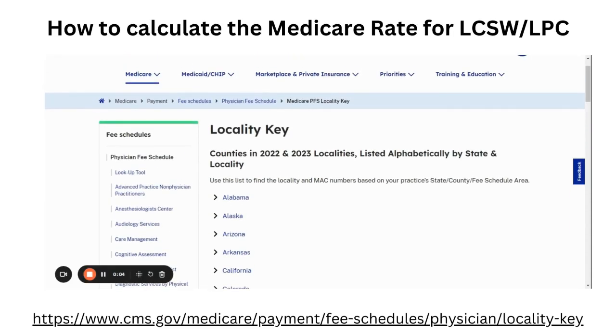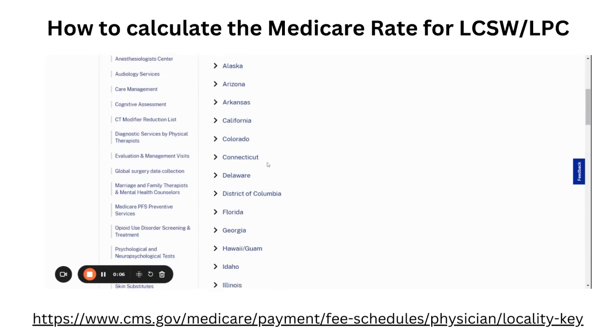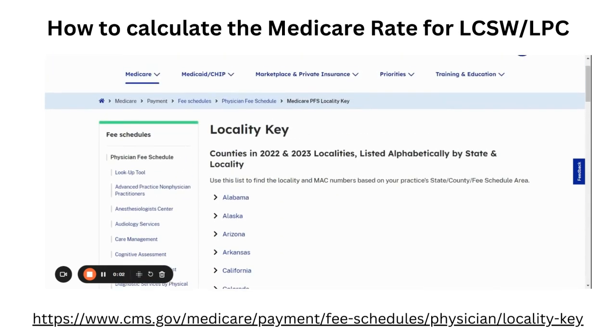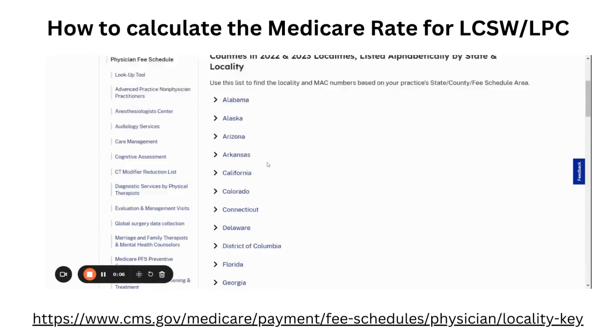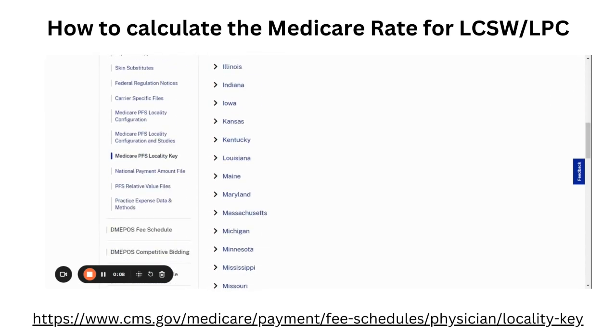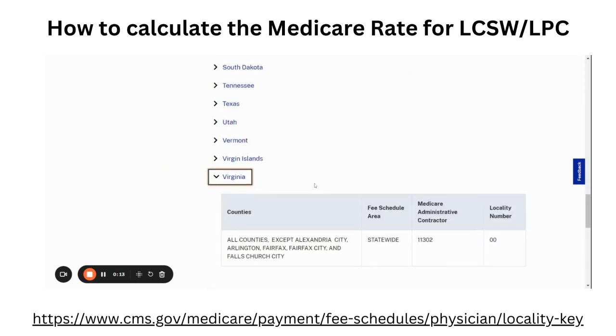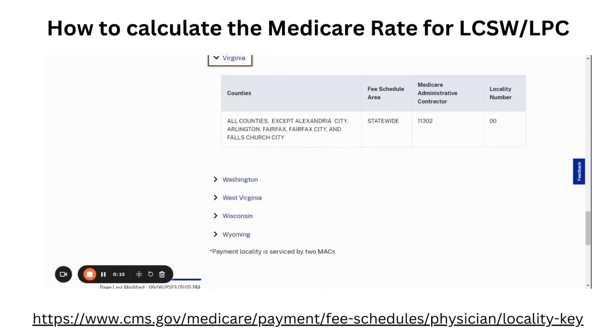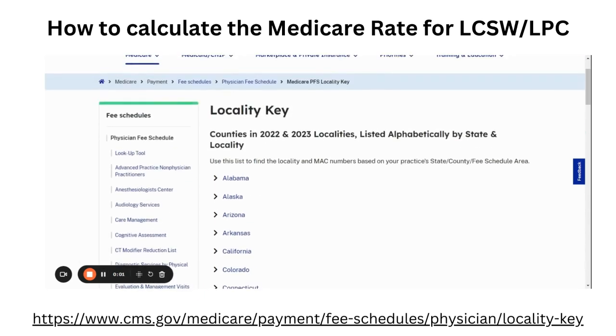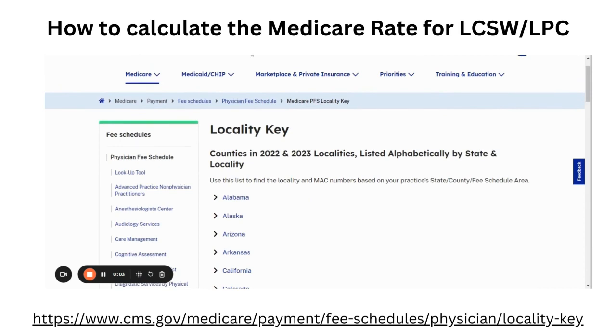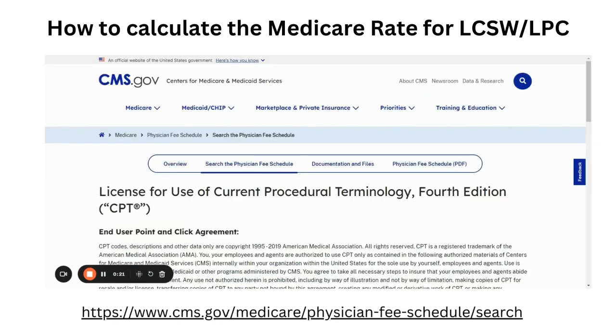So we start out here, and this is how you calculate the Medicare rate. You come over to this website here, I've got at the bottom of the page, and you scroll down under Medicare and find your locality. I'm licensed in Virginia. I'm going to click on that. You go over here and you're going to see the Medicare Administrative Contractor Code and the locality number. So you're going to want to keep that website open and then come on over to the next website, which is this link down here at the bottom of the page.